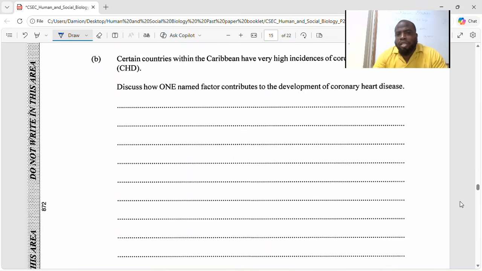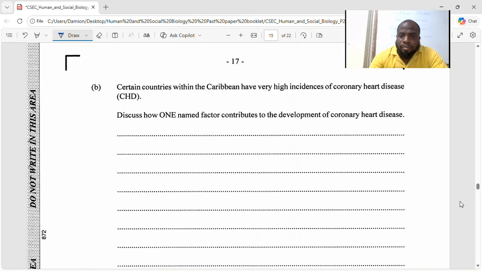Certain countries within the Caribbean have a very high incidence of coronary heart disease, CHD. Discuss how one main factor contributes to the development of coronary heart disease. So one main factor is high blood pressure.